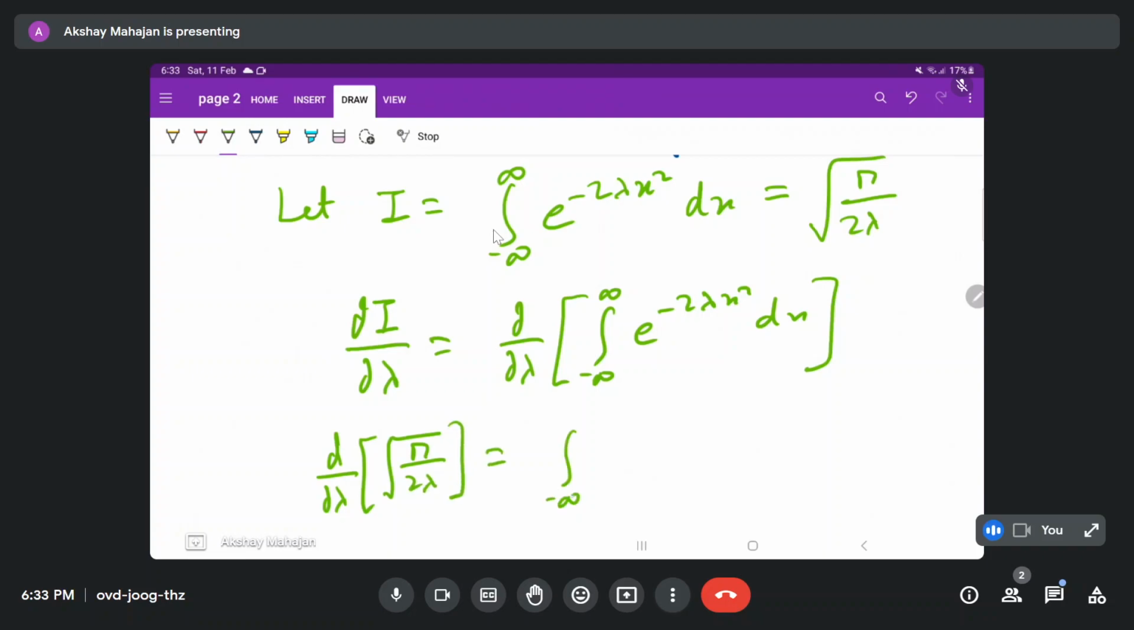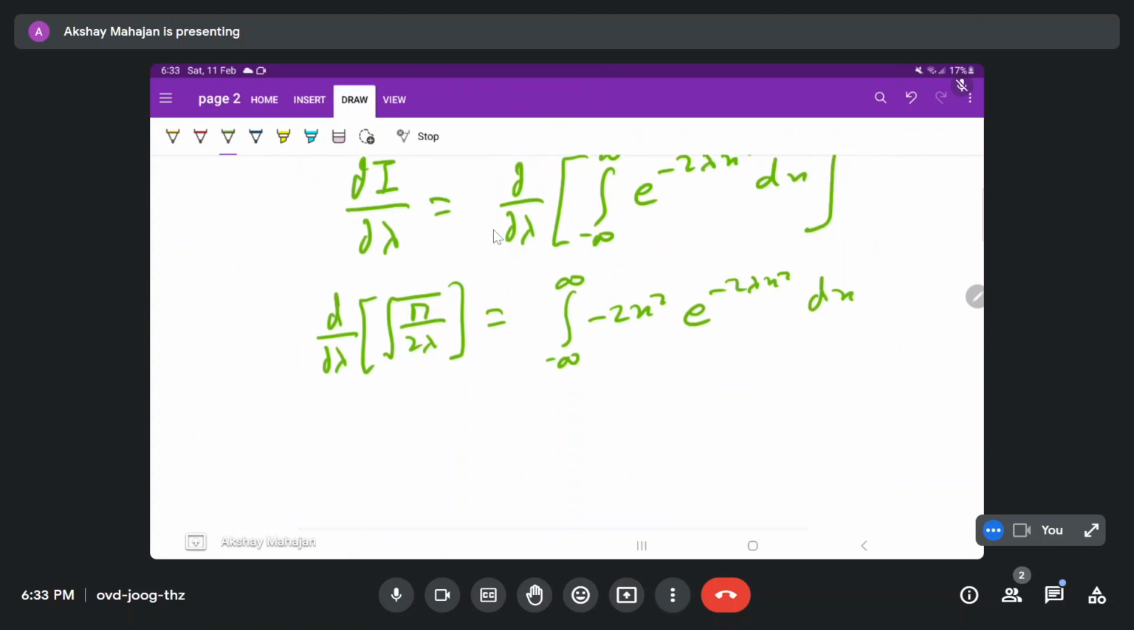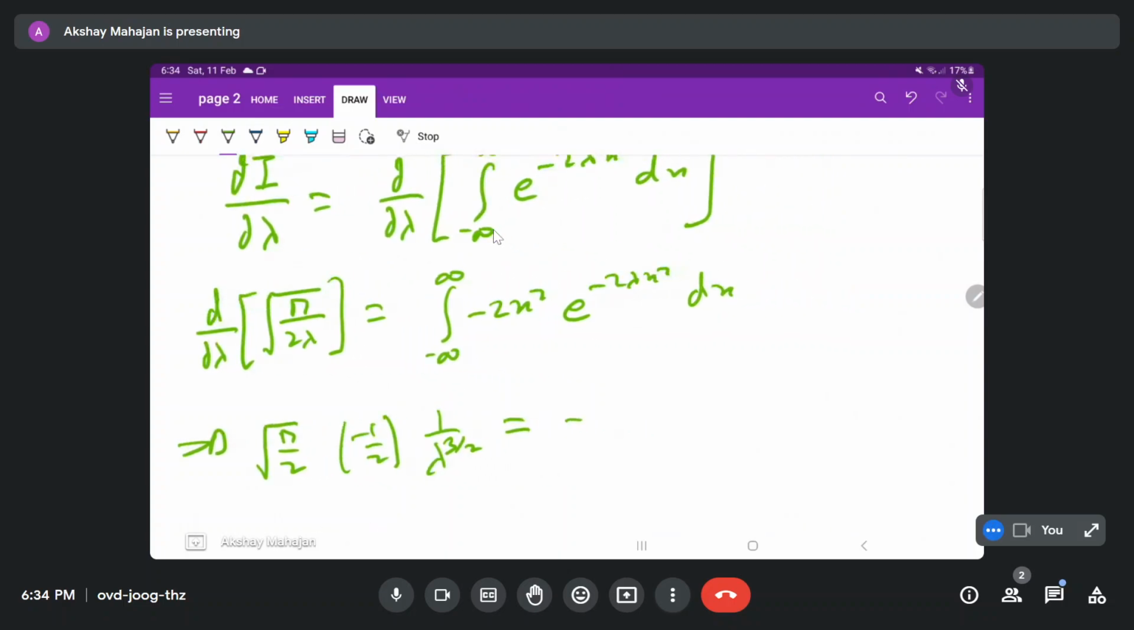And here I can bring this lambda differential. So what I will get here is minus 2x square e to the power minus 2 lambda x square dx. Okay. So under root pi by 2 lambda. Okay, in this you have minus 1 by 2, 1 by lambda to the power 3 by 2. This will be equal to, you can take minus 2 here. You will have the integration from minus infinity to infinity x square e to the power minus 2 lambda x square dx.